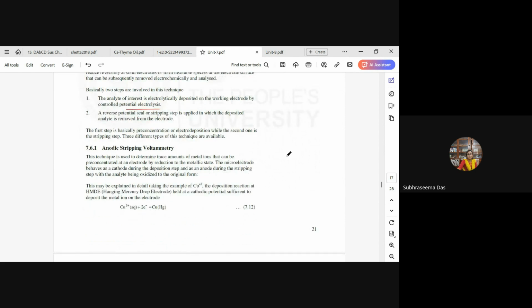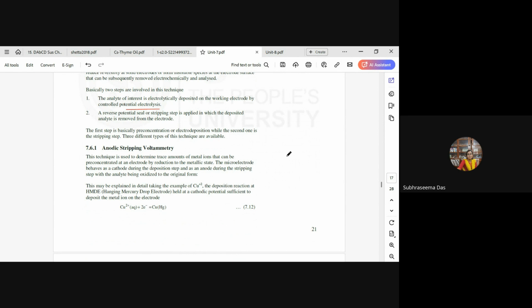One is anodic stripping voltammetry. This process is used to determine trace amounts of metal ions that can be pre-concentrated at an electrode by reduction to their metallic state. The microelectrode behaves as a cathode during the deposition step and as an anode during the stripping step, with the analyte being oxidized to its original form.